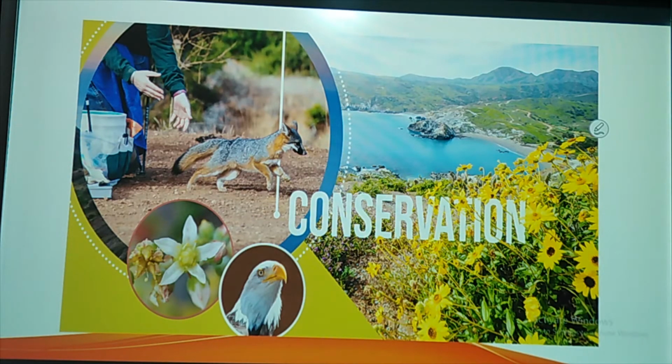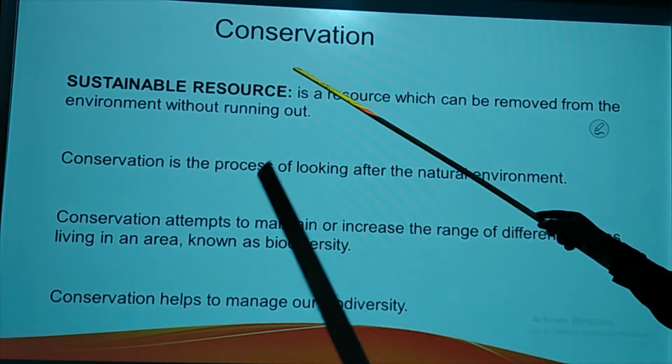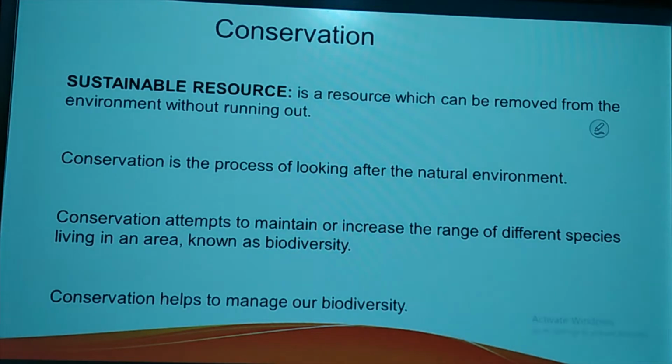So in this topic, we'll be looking at conservation in terms of natural resources, the resources that we have in the environment. So, when we talk about conservation, we have to understand some words. First, sustainable resource. What does sustainable resource mean? Basically, a sustainable resource is a resource which can be removed from the environment without running out.